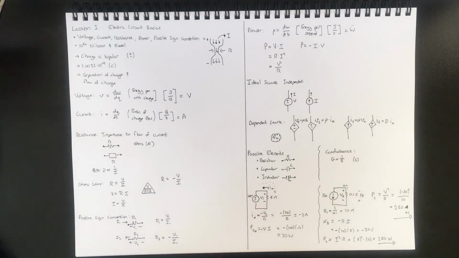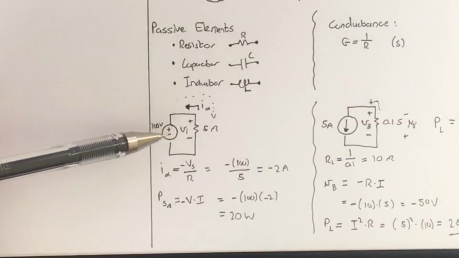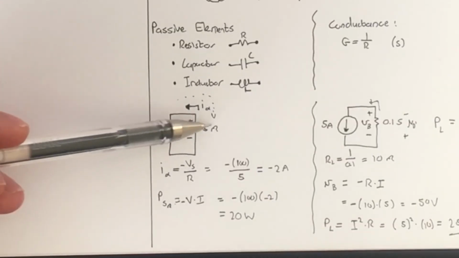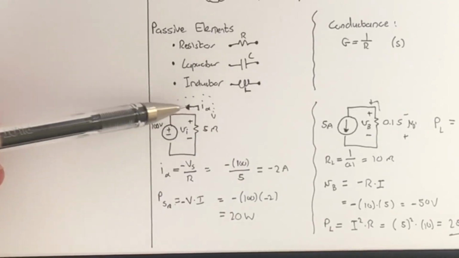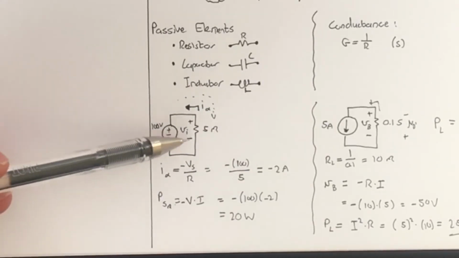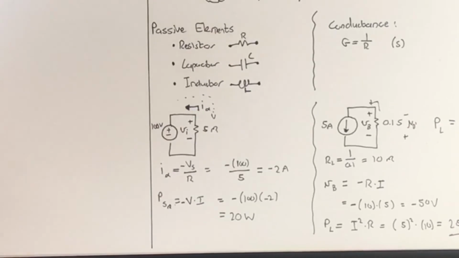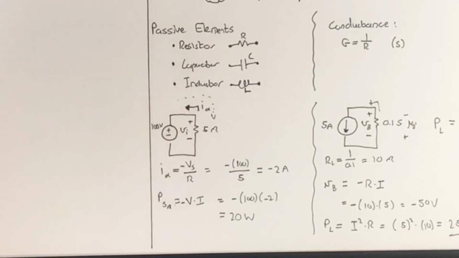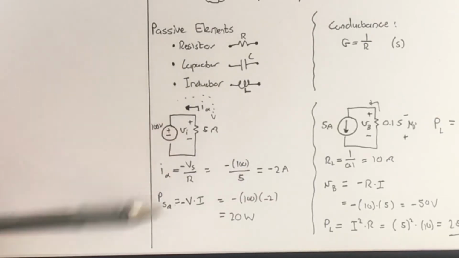Then we did two simple examples. So here we define a voltage source with 100 volts. We define a resistor with 5 ohms. We define a current I alpha, and we define a voltage Vi. Here note that this I alpha is flowing out of the positive terminal of this resistance.